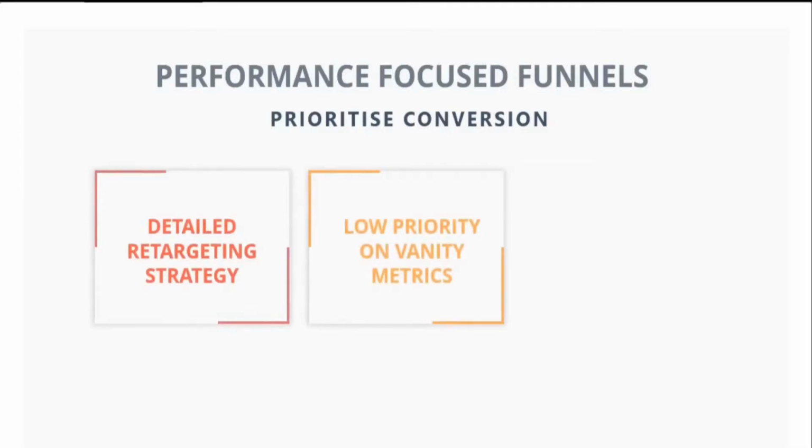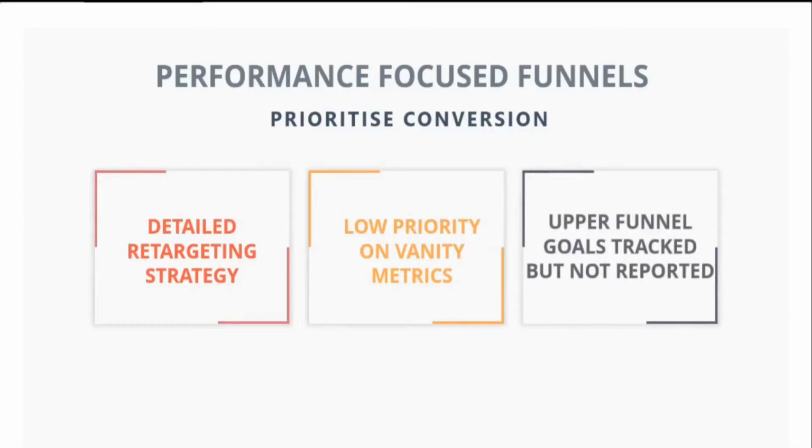We have a low priority on vanity metrics, and vanity metrics are things that you can't really do anything with. For example, impressions. You can't take an action based on impressions. Then upper funnel goals are tracked but not reported. So of course we do monitor them because we are aware that, from those different phases, people then do move down to the performance focused phases. So the do or the act, version of these different funnels. But we don't report on them. We don't take credit for those goals because they haven't actually got anything to do with our campaigns.